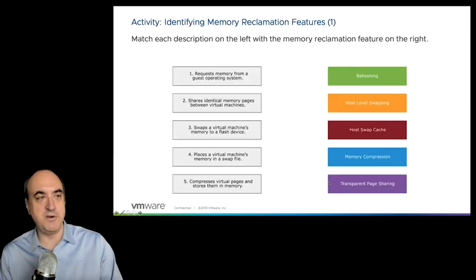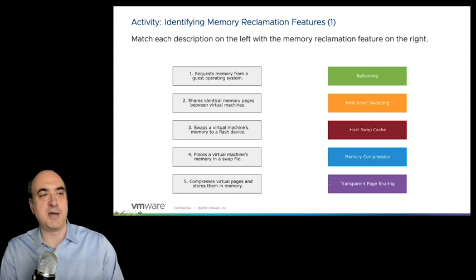So let's review the different types of memory reclamation techniques that we have out there. There's one method where we request memory from a guest operating system. We know that that's ballooning. Then, what shares identical memory pages between virtual machines? Well, that is transparent page sharing. That is disabled by default. We only do intra-VM page sharing as a default. You can enable inter-VM page sharing with those two different settings, the host setting and the VM setting.